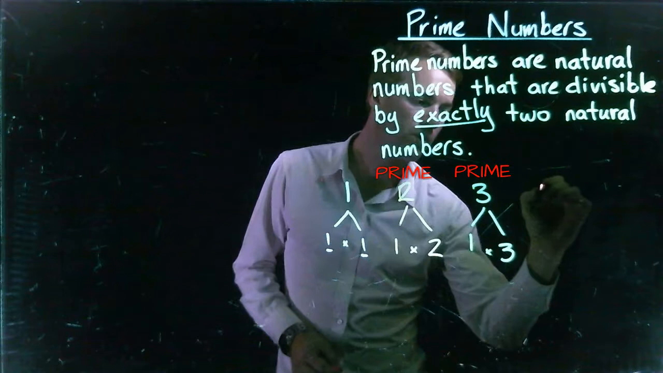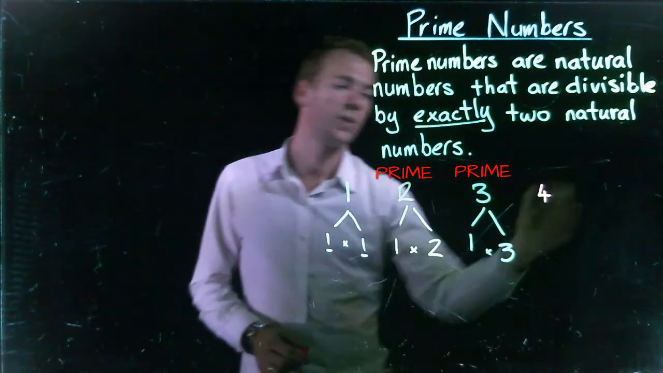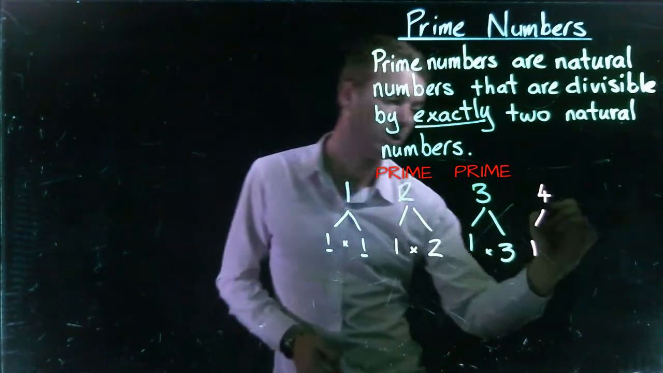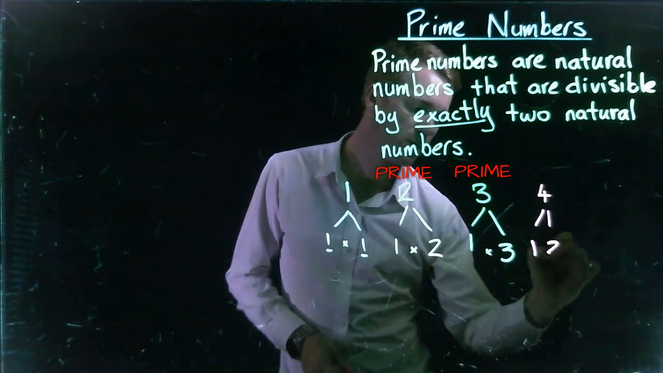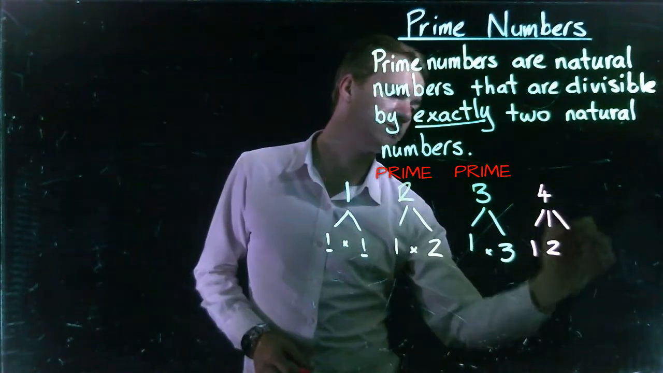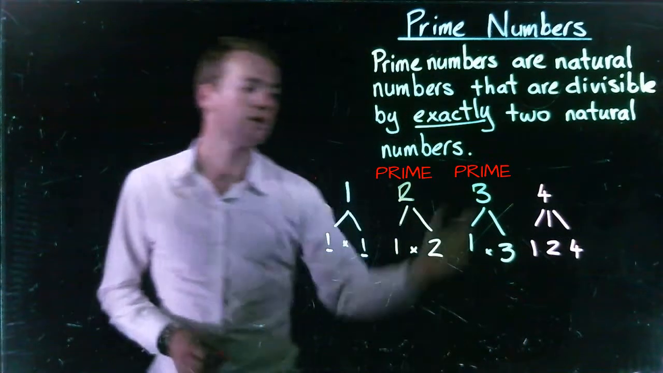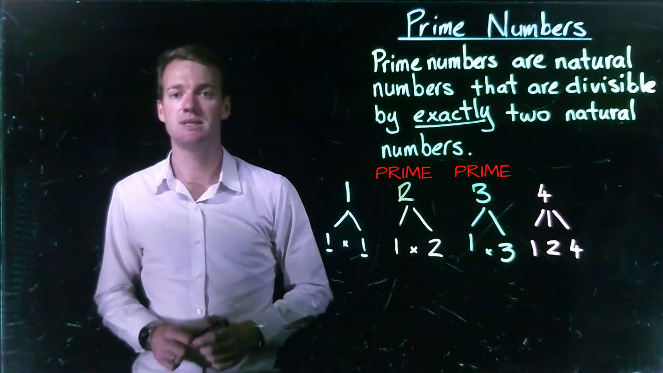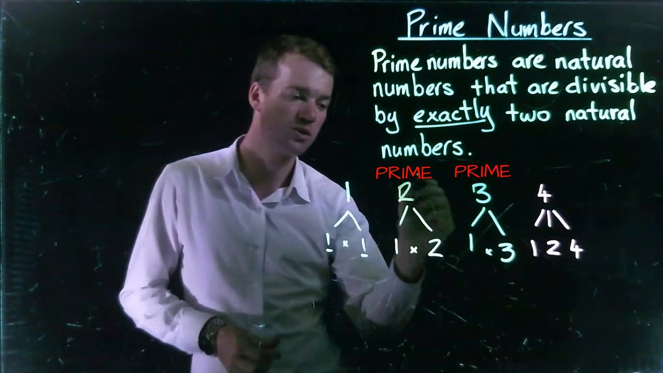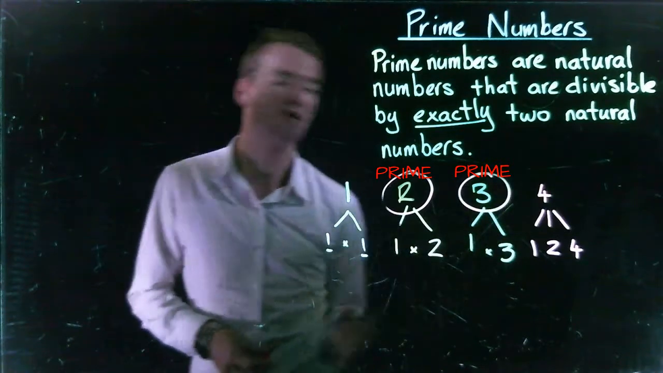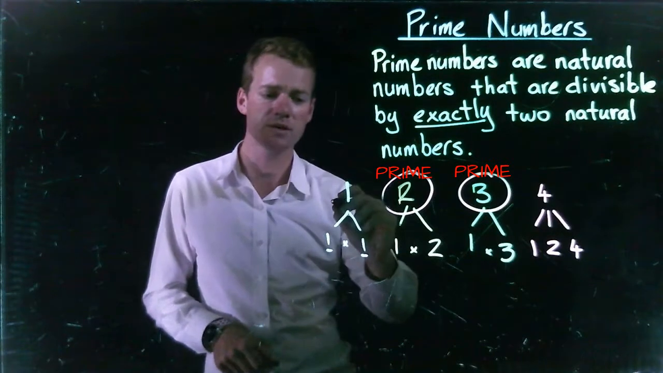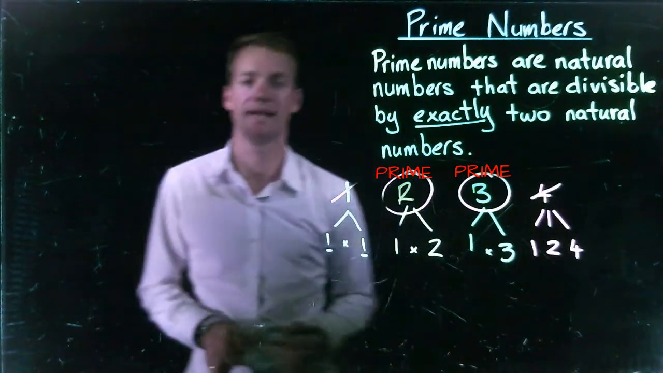When we get to 4, we can divide it by 1. We can divide it by 2 as well because 2 times 2 is 4. We cannot divide it by 3, but we can divide it by 4. So it has 3 numbers in there. That means it is not a prime number, whereas 2 and 3 have both been prime numbers so far. 1 wasn't, and 4 is not either.